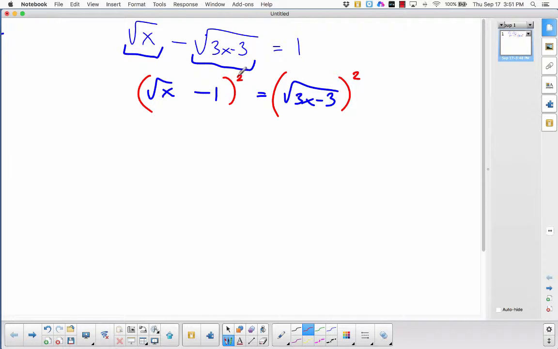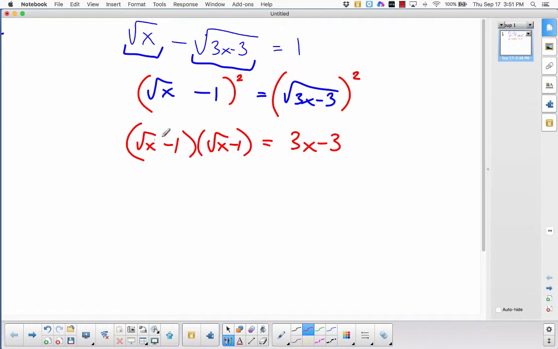Now, don't be tempted just to square this and square this. This is a binomial, so really this means root x minus 1 times root x minus 1. So when you have that, you've got to square that. Okay, this side, the square and the square root cancel, so I'm left with 3x minus 3.